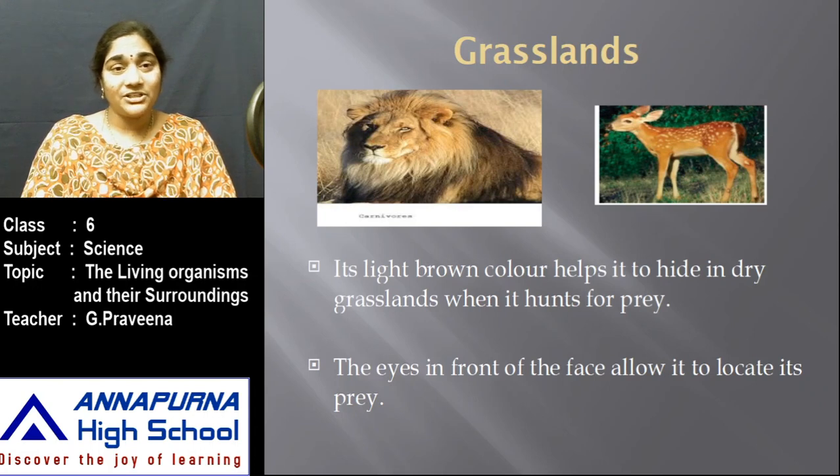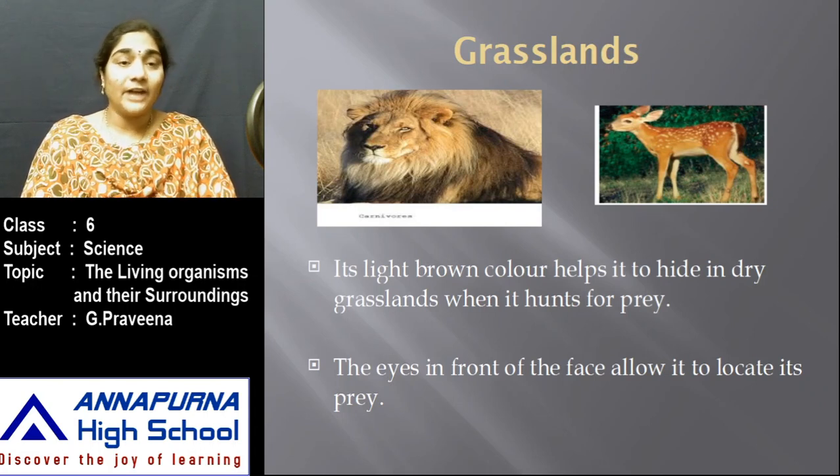So what are the adaptations seen in this lion to adapt to the forest land area or the grassland area? It has a brown color. The fur of that animal is brown, and also you can see that the eyes are placed in front of the face. So do you think that these adaptations make the organism survive in that area?